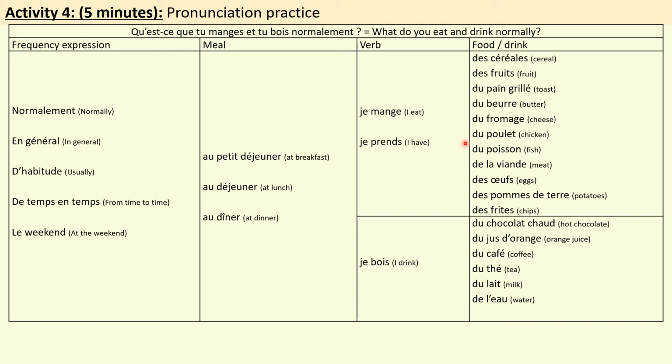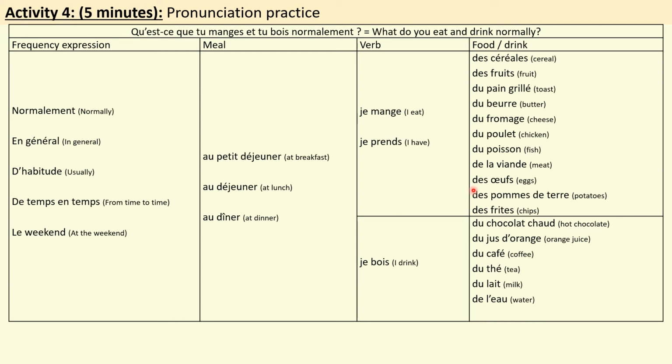Good. Chicken. Du poulet. Your turn. Du poulet. Fish. Du poisson. Du poisson. Make sure it's got a double S here. Okay. Écoutez et répétez. De la viande. De la viande. So that's meat and it's feminine. That's why it's de la. That's the only one on here that is feminine.